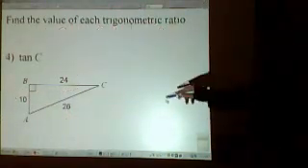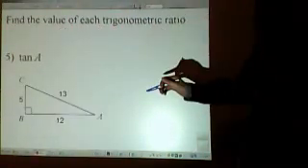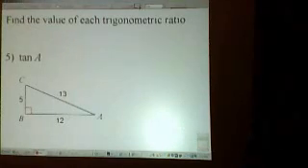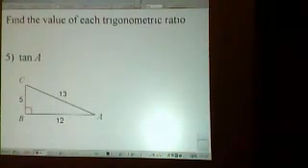So now we're going to try number 5. We just did a tangent, okay? I'll wait for you guys to do it. Go ahead, press pause and try to do this problem by yourself. See if you get it.